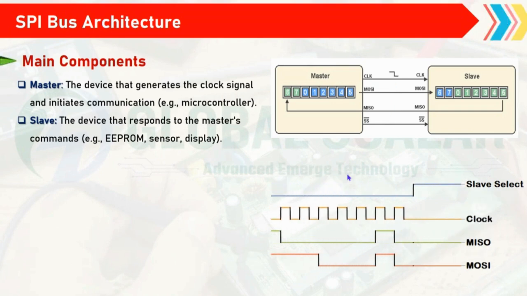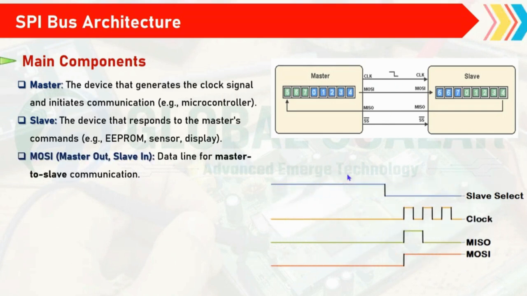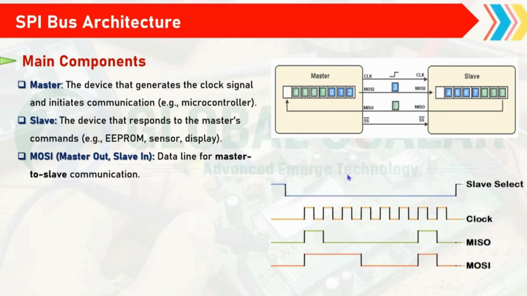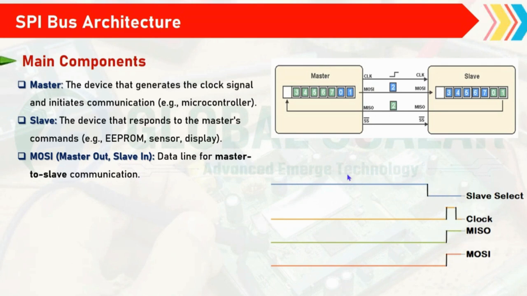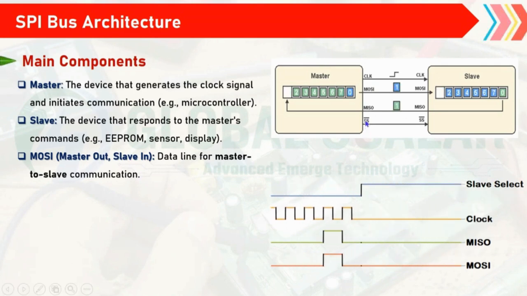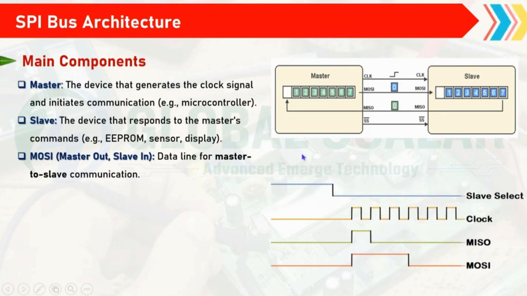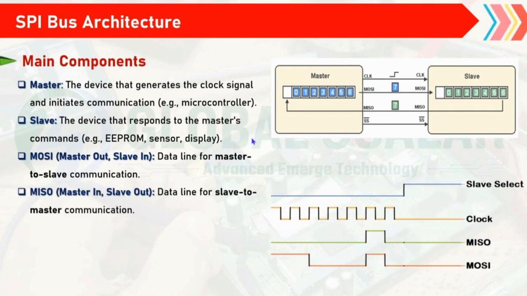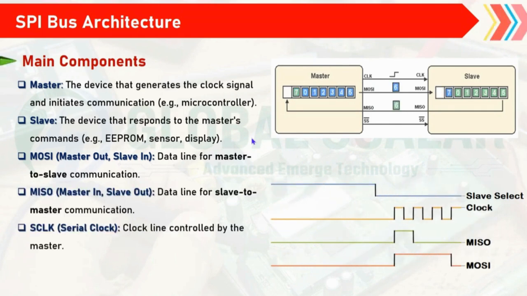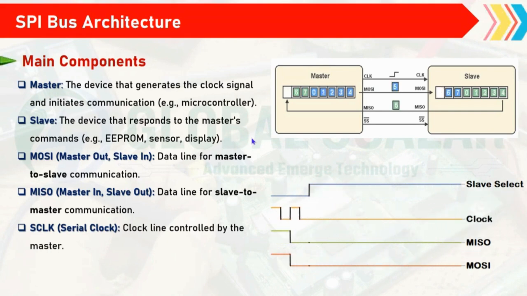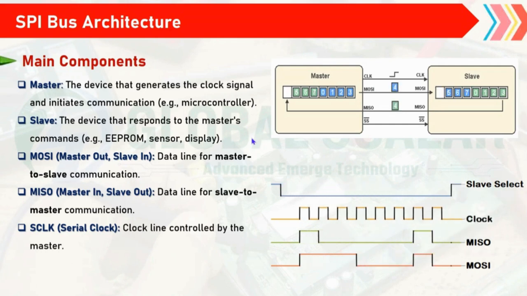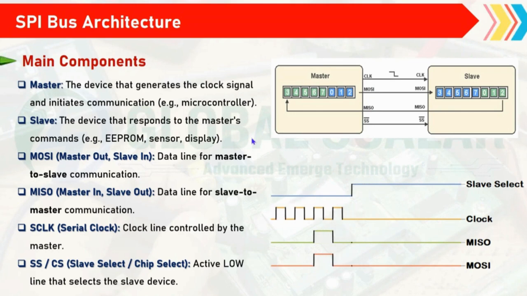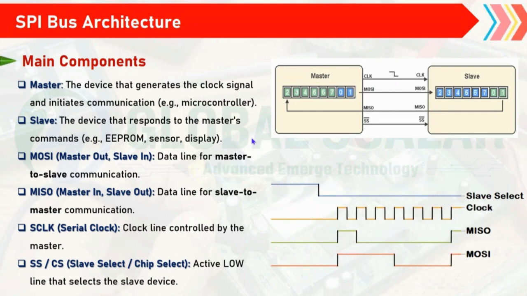The communication happens in a full duplex manner, so data can be transmitted and received simultaneously. The master and slave devices are connected via the MOSI, MISO, the clock, and the slave select signals. MOSI is master out, slave in. MISO is the slave to master communication, and the serial clock generates the clock line that is controlled by the master. And we have SS or CS, which is an active low line that selects the slave device.